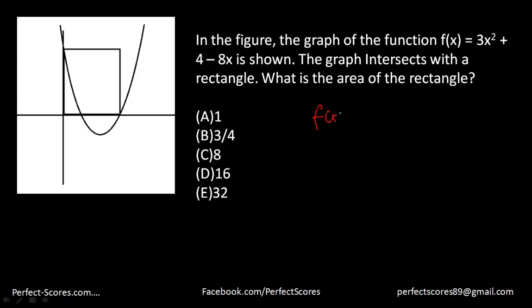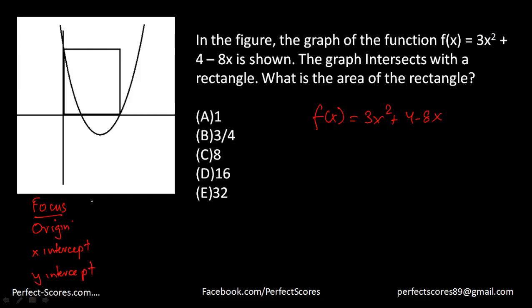So f of x is given to you as 3x square plus 4 minus 8x. Now whenever you do graphs, always focus on 3 points. Always focus on origin, always focus on the x-intercept, and always focus on the y-intercept. Now let's focus on this point here. Now at this point the value of y is 0, and at this point the value of x is 0.